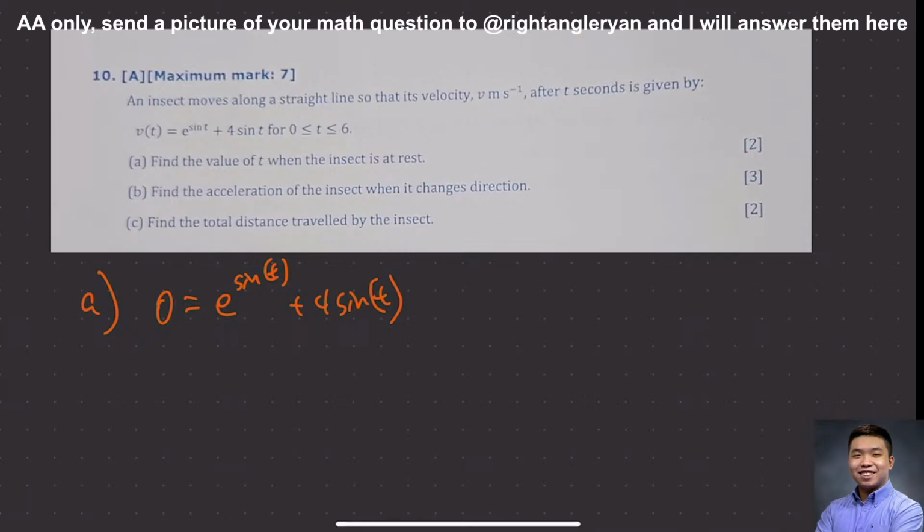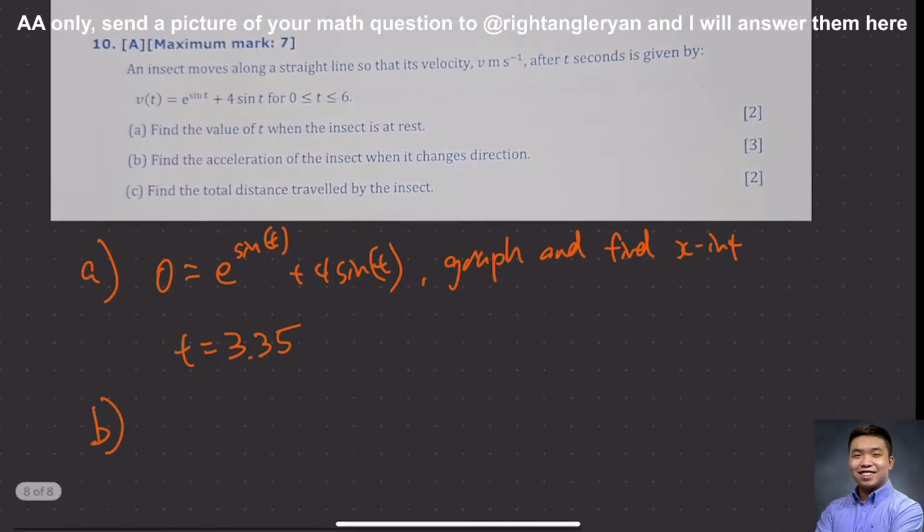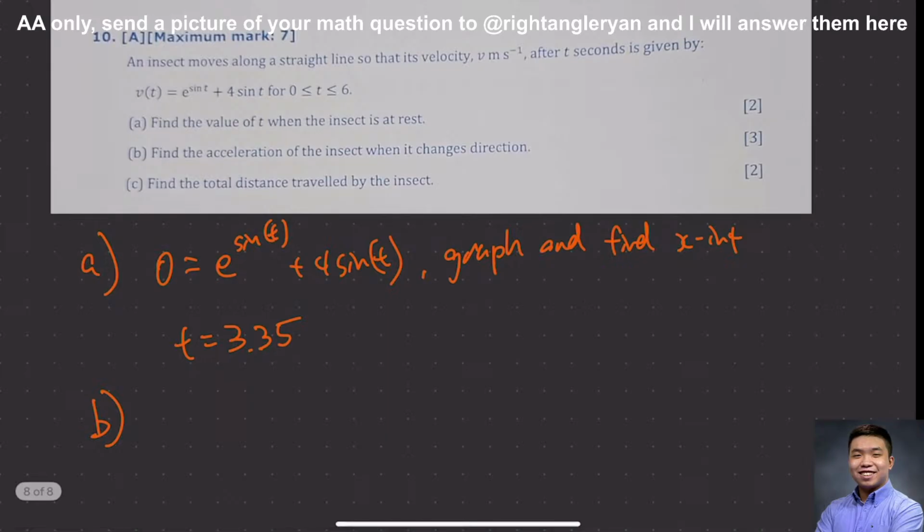Find the value of t. So therefore t will be 3.35. Okay, so this is graph and find x-intercept, because it's paper 2. So t is going to be 3.35. Round to 3 significant figures. Part B, find the acceleration of the insect when it changes directions.